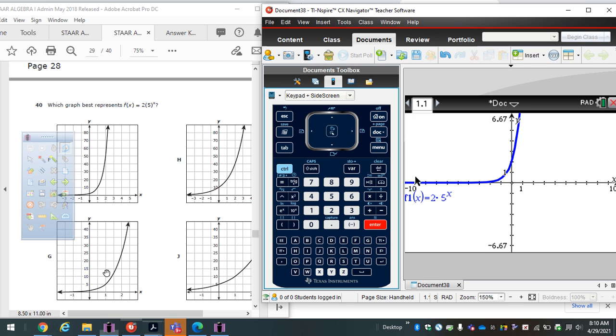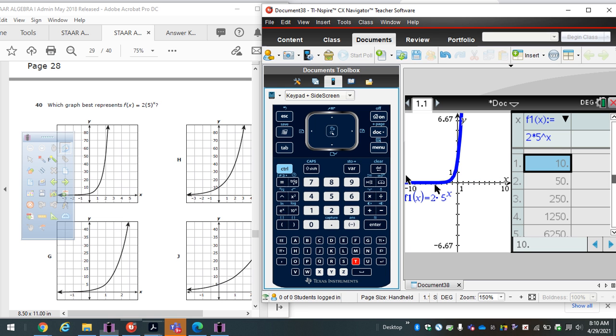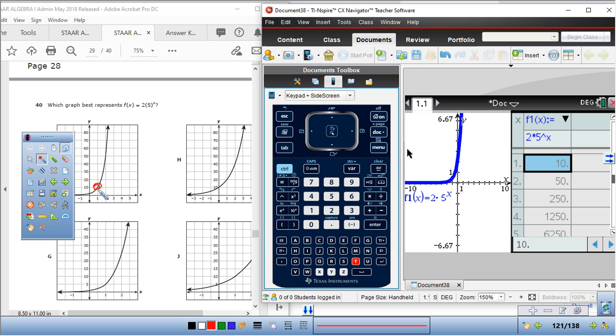Okay, do you see how this one goes to 1, 5, and then this one goes to 1, 10? So I'm just going to press Control T. 1, 10. See that? That's the one I want. This one goes to 1, 5. That one's 1, 10. So I like that.